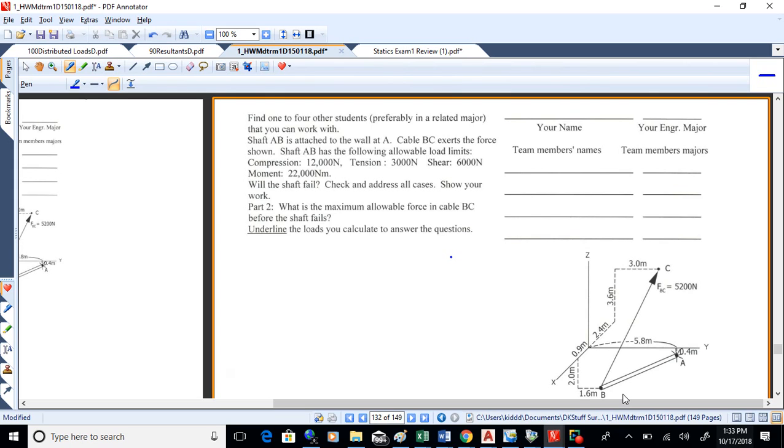So if we apply that 5,200 newtons, and we know what the shaft can handle. The shaft can handle 12,000 newtons in compression, 3,000 in tension, and 6,000 in shear. And at A, we can handle a moment of 22,000 newton meters. Is this shaft gonna handle that 5,200 newtons? Okay, so let's show your work.